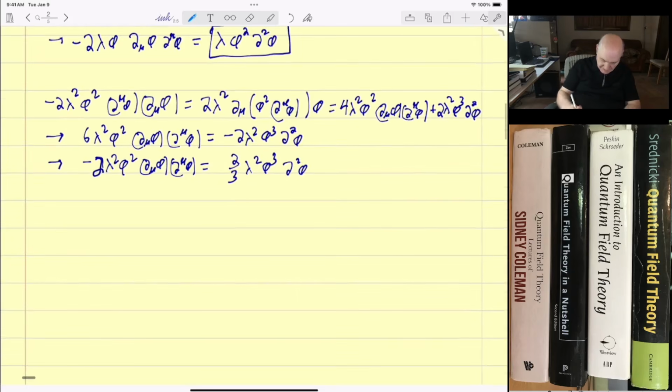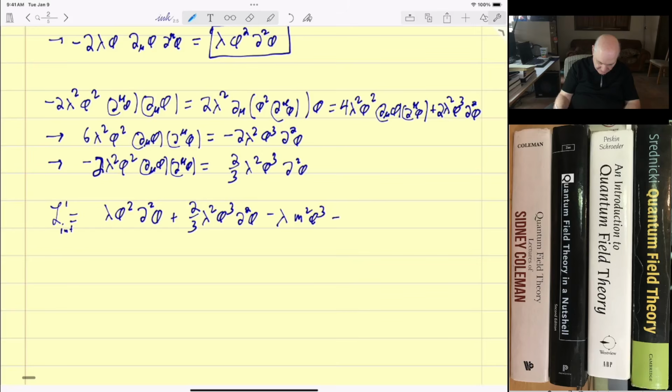Okay, so now we have L prime is equal to L prime interaction: lambda phi squared partial squared phi plus 2/3 lambda squared phi cubed partial squared phi minus lambda m squared phi cubed minus 1/2 lambda squared m squared phi to the 4th.